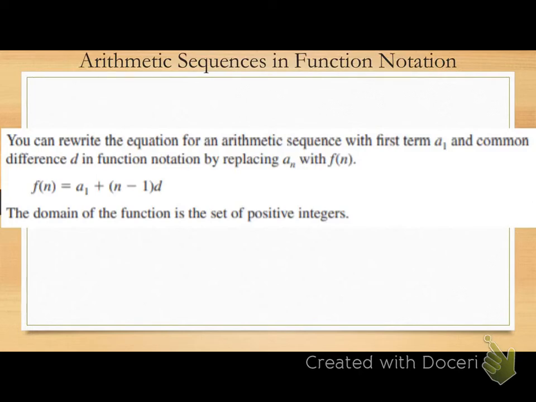The domain of the function is the set of positive integers. Because if you think about it, the domain is my set of x values. My x values for any arithmetic sequence are always going to be 1, 2, 3, 4, and so forth, correct? So that's why the domain is the set of positive integers. They're always going to be 1 to infinity. Are there any questions on writing arithmetic sequences in function notation? Can I move on?